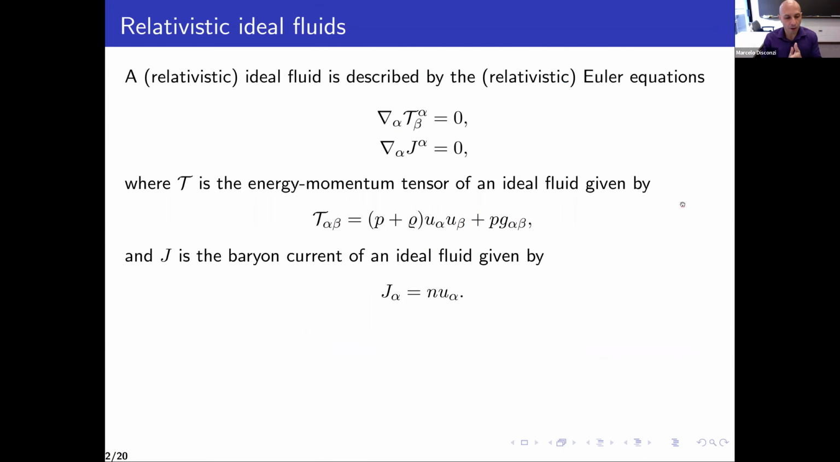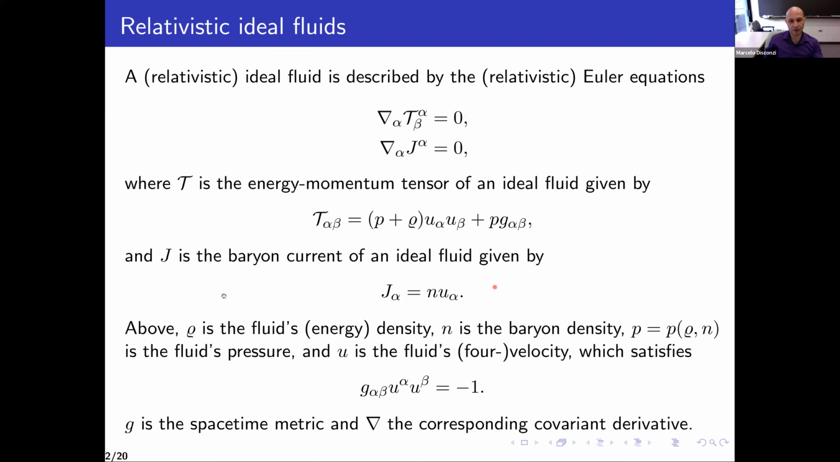So I want to tell you about relativistic viscous fluids. But before that, let me start by introducing a relativistic fluid without viscosity, which means an ideal fluid. And that's described by the relativistic Euler equations written here. So I'm explaining what these symbols mean. Here, T is the energy momentum tensor of an ideal fluid, written here. And J is the baryon current of an ideal fluid, also given by this expression.